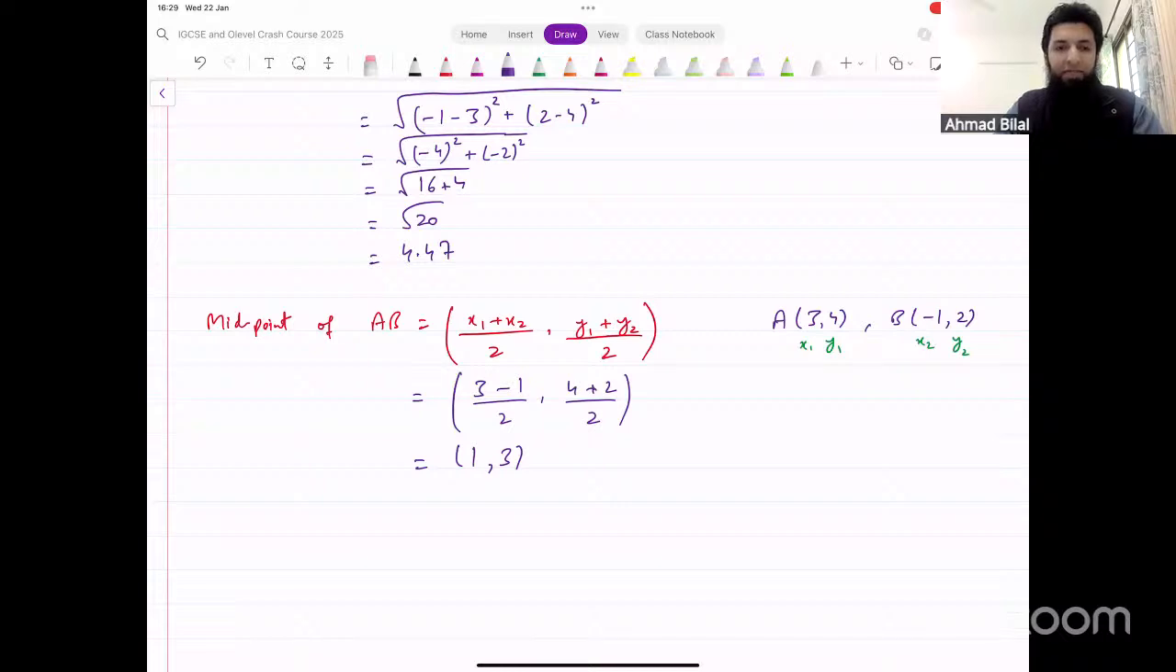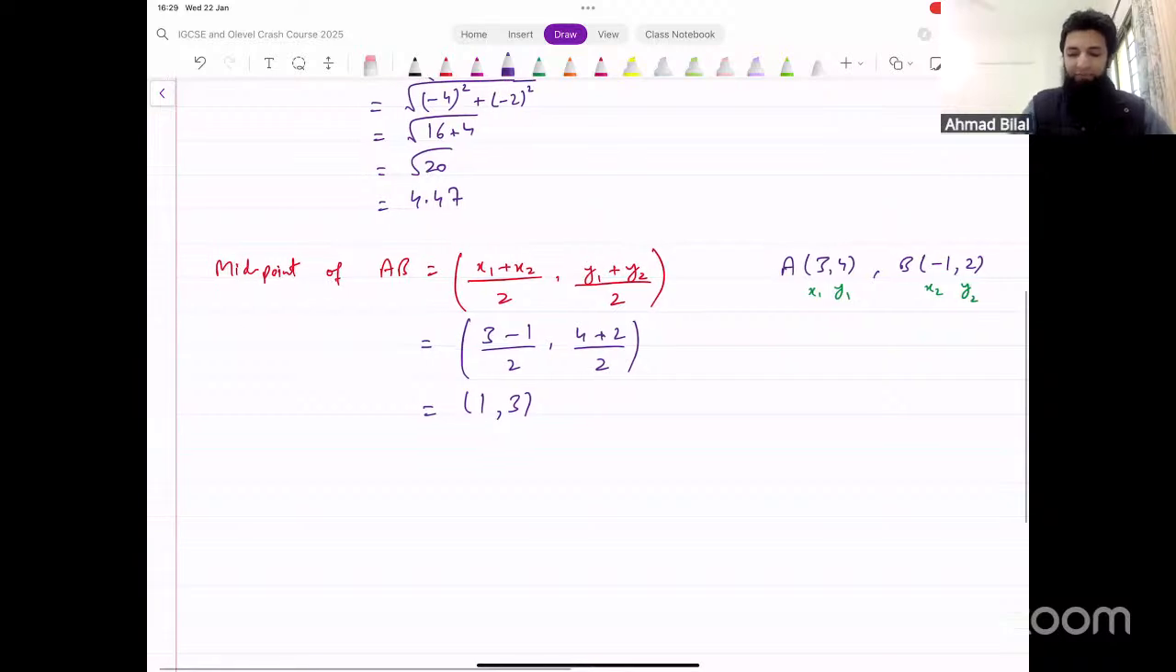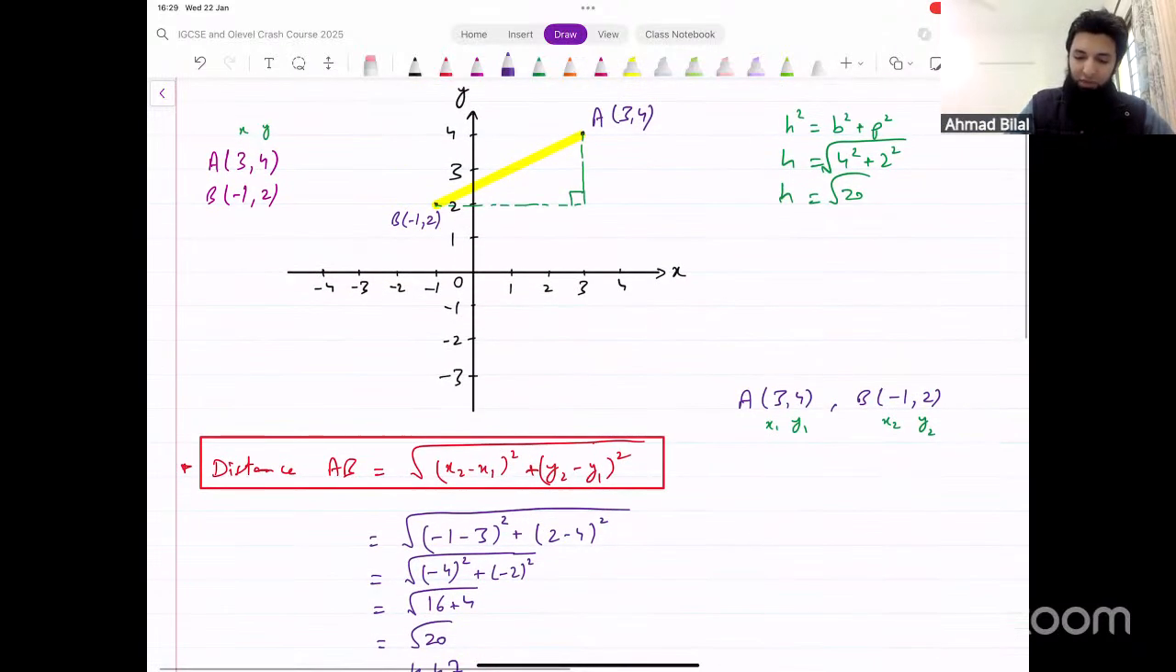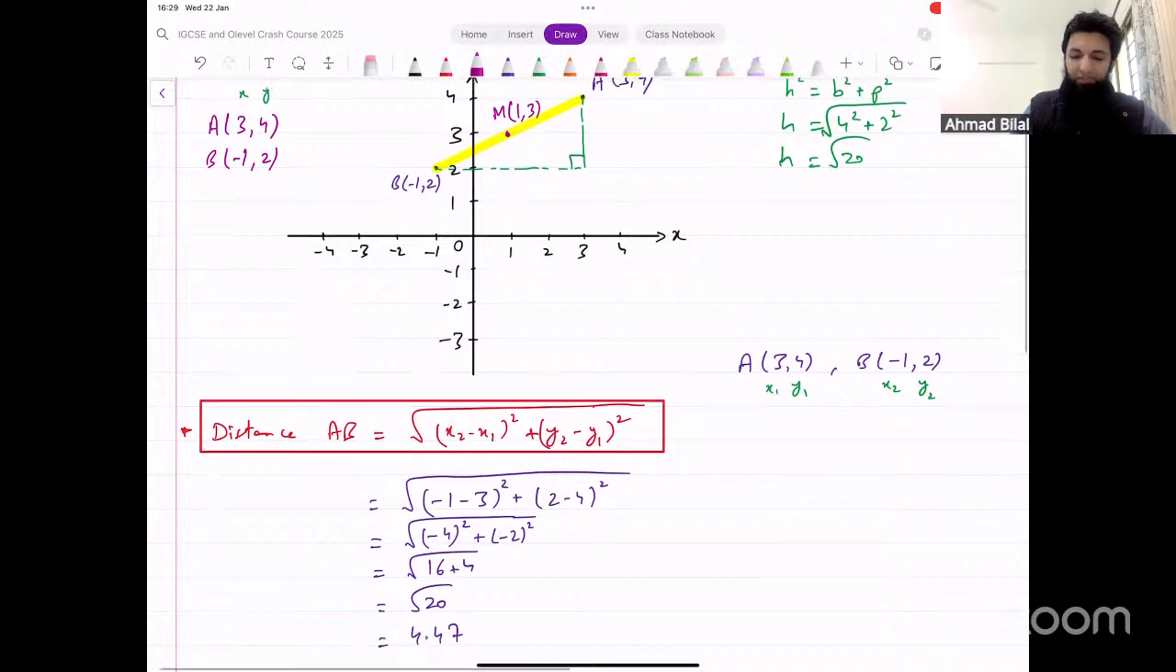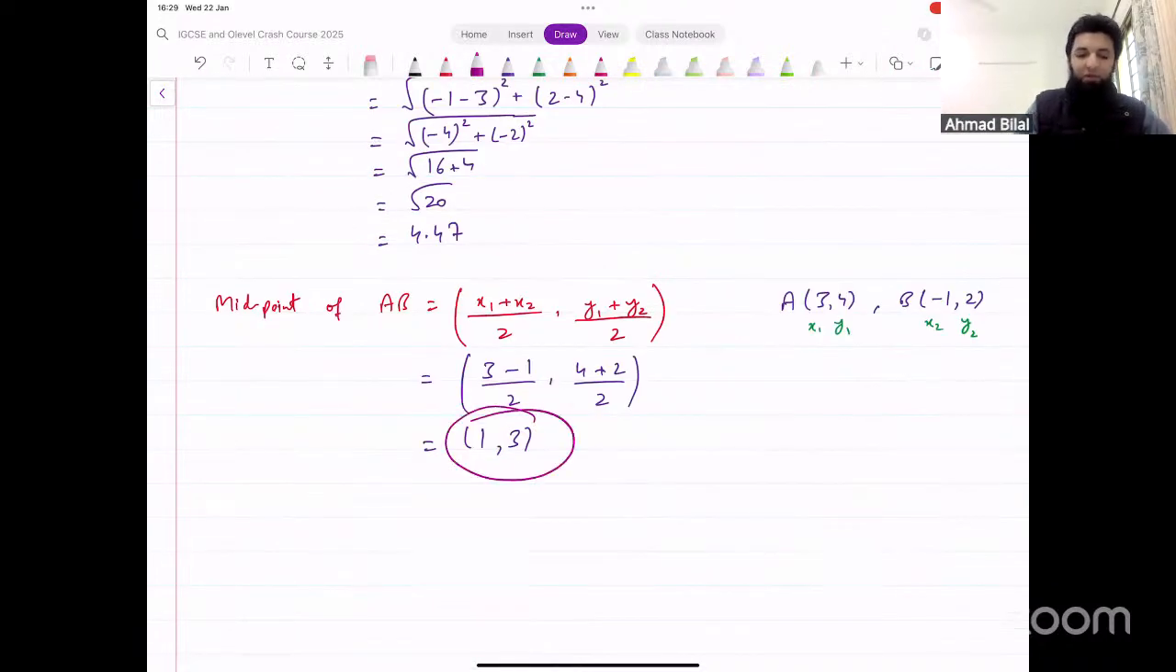So that's how we find the midpoint of 2 points: x1 plus x2 over 2, y1 plus y2 over 2. Again, you need to remember this formula. This will give you this point in the middle. If we call this point M, it would have coordinates 1 and 3. And that's what we found there, 1 and 3.